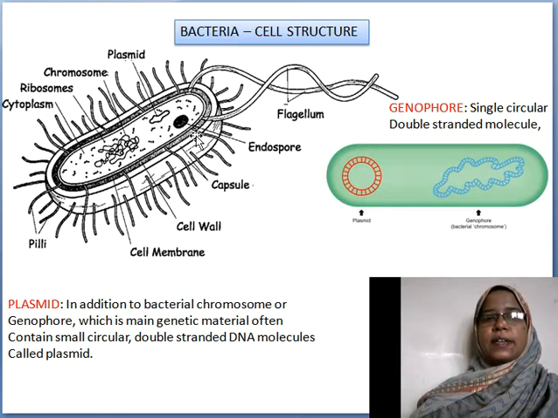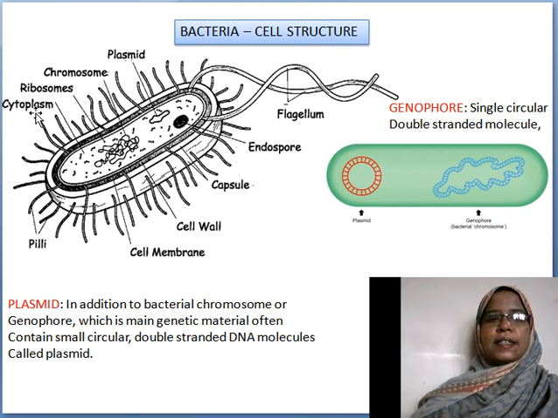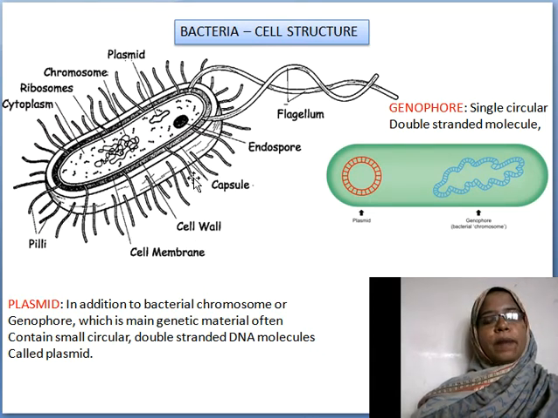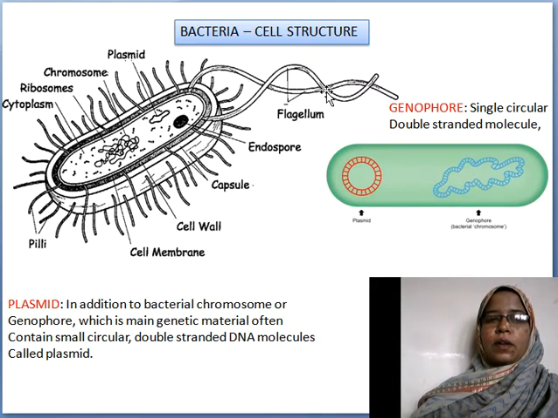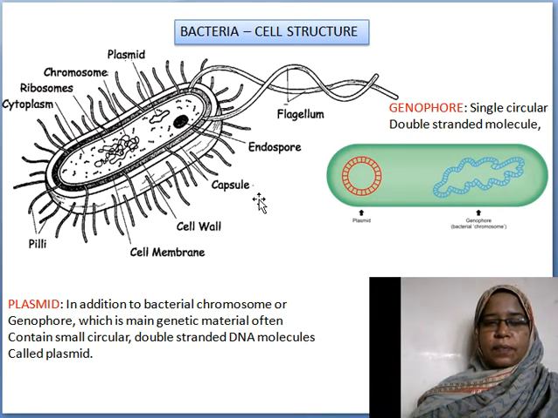This shows the structure of bacteria in which we have plasmid, chromosomes, ribosomes, cytoplasm, villi, cell membrane, cell wall, capsule, endospore and flagella. Let us know about the important parts of this one.